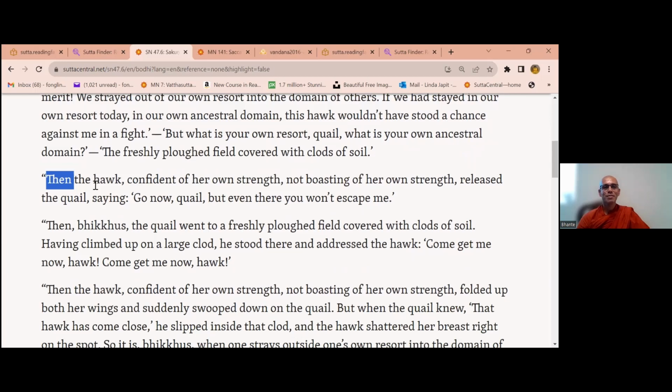Sadhu, sadhu. Thank you for your reading. The hawk was challenging the little bird. What is your ancestral domain? Then go there. You can't escape me, he said. A little quail was so talented, so wise, so intelligent, so mindful, and he went where? A freshly plowed field covered with clods of soil.